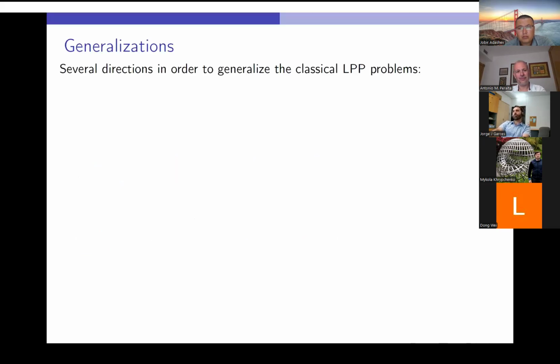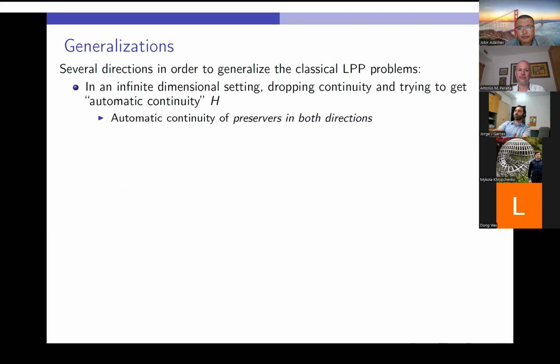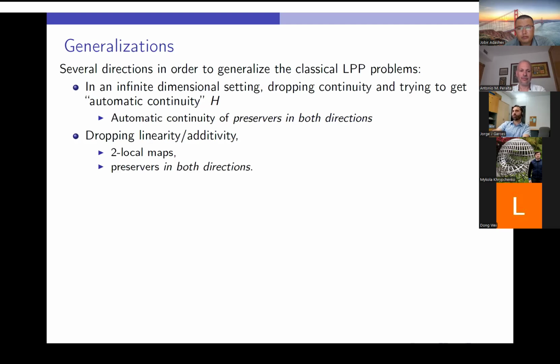So if we want to generalize some of these classical linear preservers problems, if we needed continuity, we can maybe try to drop continuity and see if we can obtain automatic continuity, or maybe we can drop linearity. In this case, we could study local maps, but we are going to study this second option, that is preserving a single operation. What does it mean? We will see what this means.